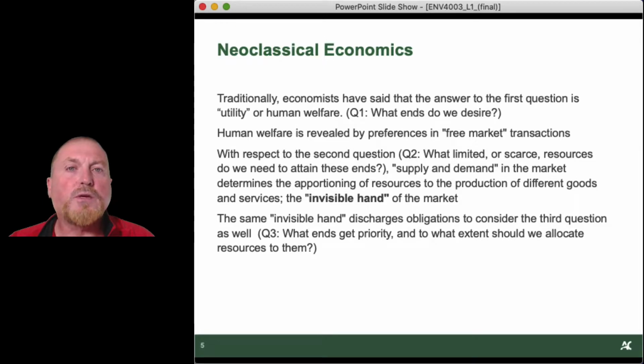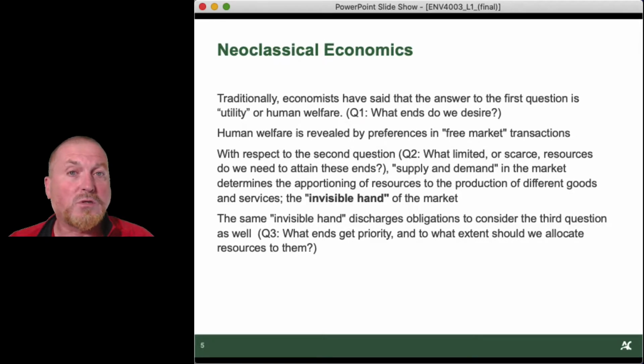Neoclassical economics is one of the predominant schools of economic thought in capitalist society, right? It's the big one. It's Friedman. It's all the big economists that have focused on both macro and microeconomics, right? Traditionally, economists have said that the answer to the first question is utility, or human welfare. So for a neoclassical economist, the first question, what ends do we desire, is all about human utility, human consumption, human welfare. Okay? Human welfare is revealed by preferences in the free market transactions. All right? And the assumption here is that those free market transactions should always be free, largely unregulated.